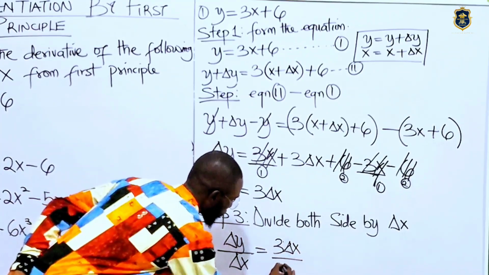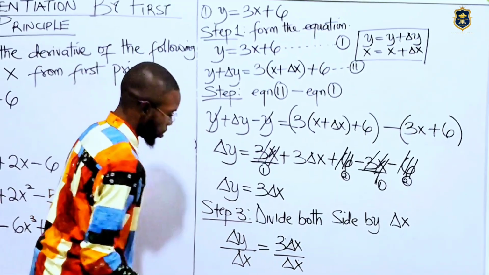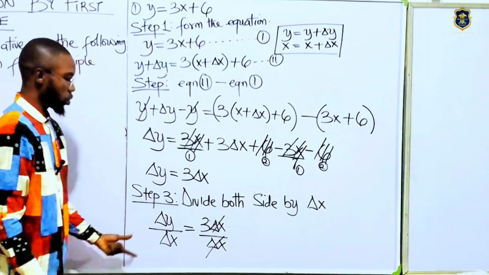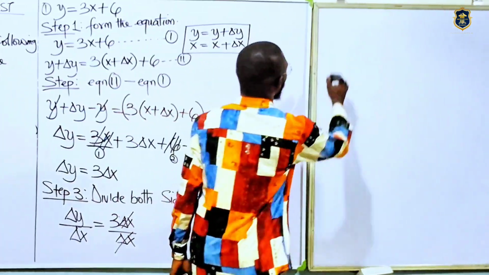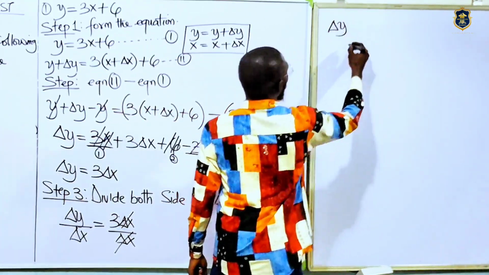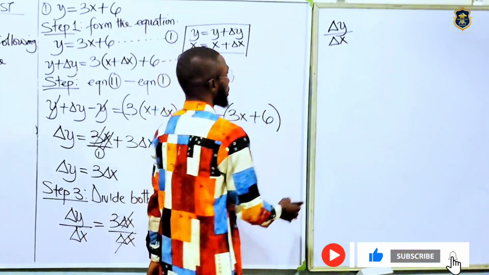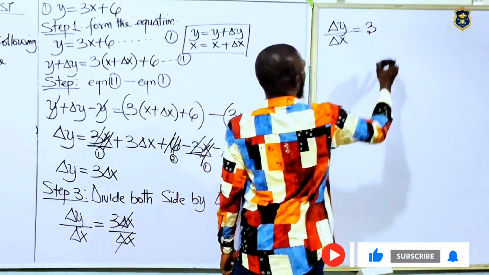Delta x over delta x. Look, there's delta x here, there's delta x, so they will cancel out. Right? So we're now left with what? We're left with delta y over delta x is equal to what? It's now equal to 3 as our slope.